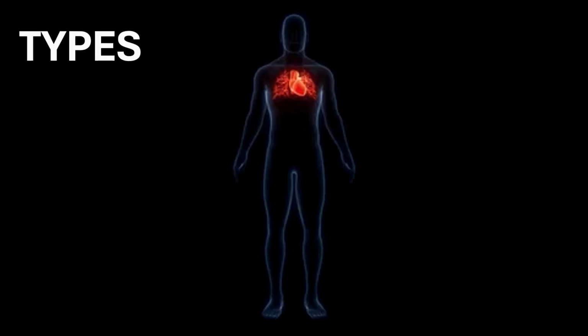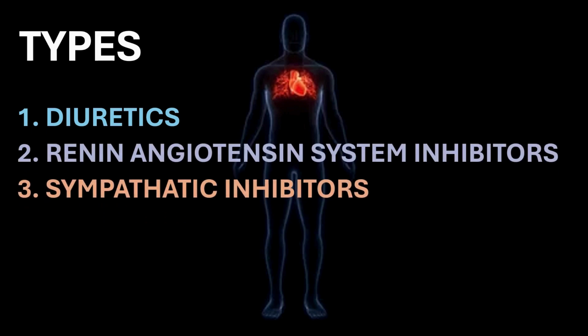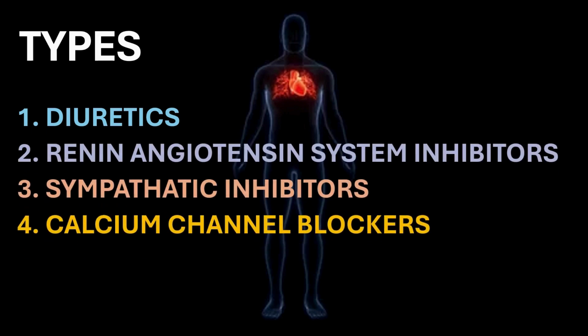Types. First one is diuretics. Second, renin-angiotensin system inhibitors. Third, sympathetic inhibitors. Fourth, calcium channel blockers. And fifth, vasodilators.